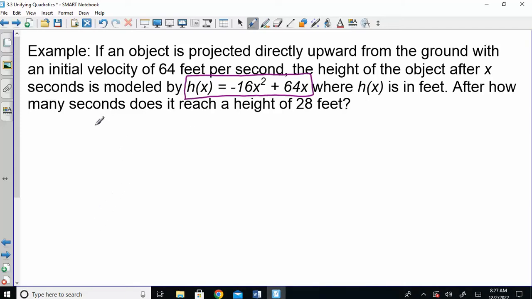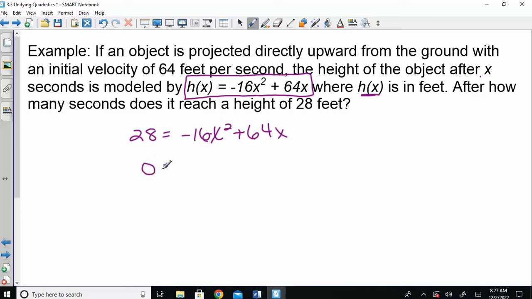We just put 28 in for x, right? No, 28 isn't x. X is the time; the 28 is the height. That's the y, it's the h. Well, yeah, but then you subtract it over and then you factor.